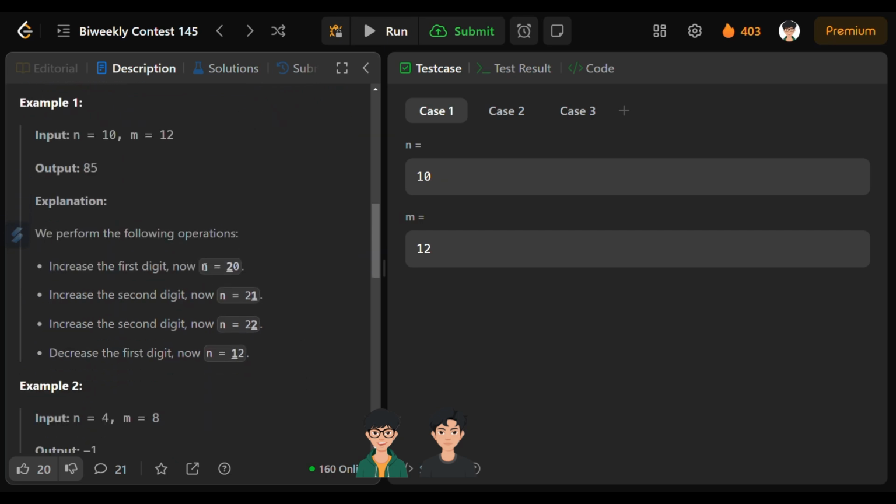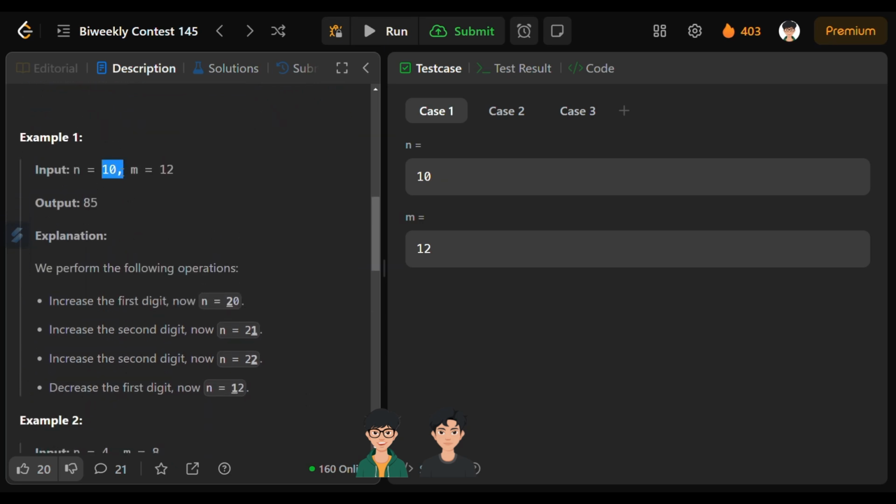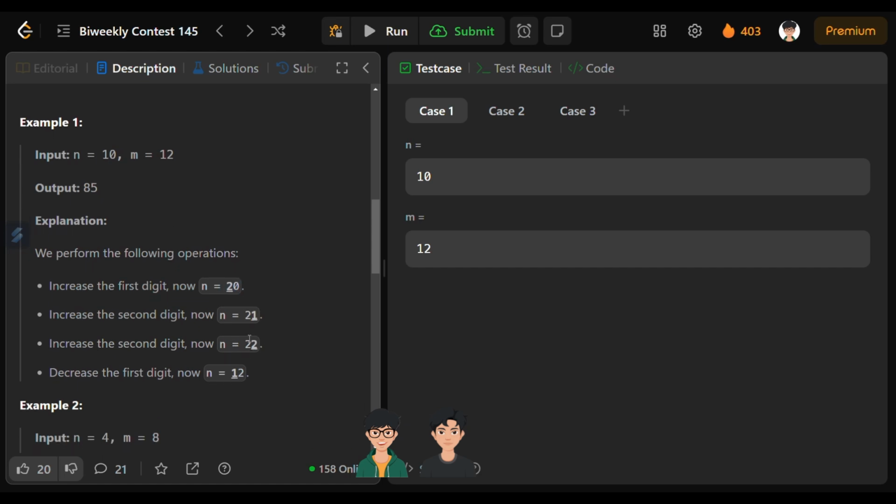Let's take the first test case. We are going from 20 to 21, so the cost is actually 41. Similarly, after that I'm going to 22, so it's like 63: 41 plus 22 is 63. And from 22 I'm going to 12, that is 63 plus 12, which is 75. The initial number also we have to consider, that is 75 plus 10, which is 85.